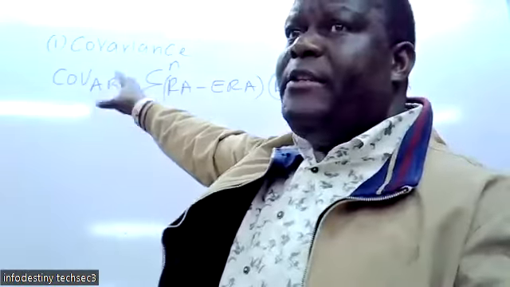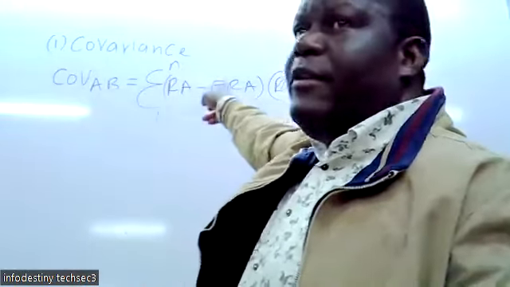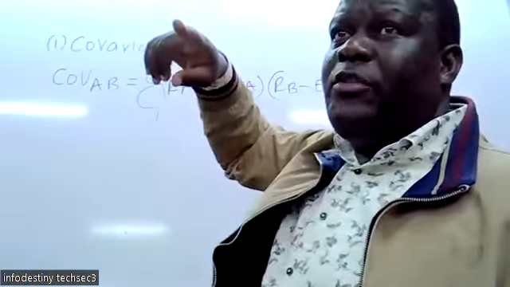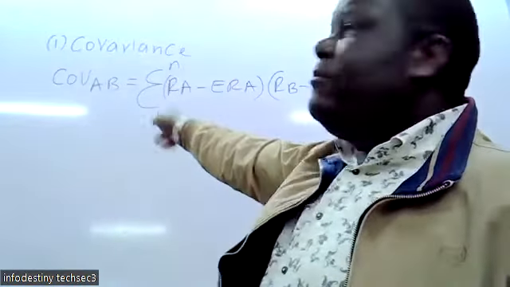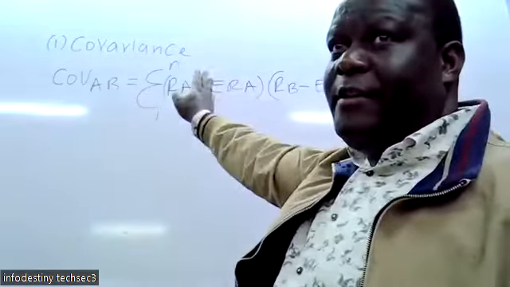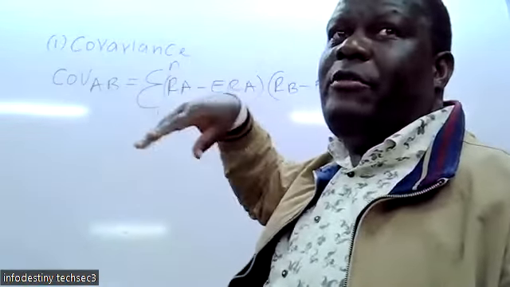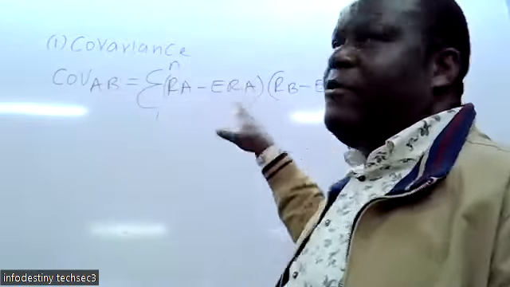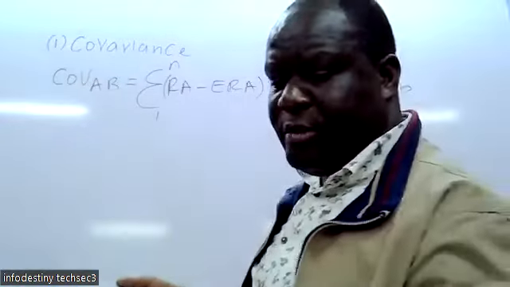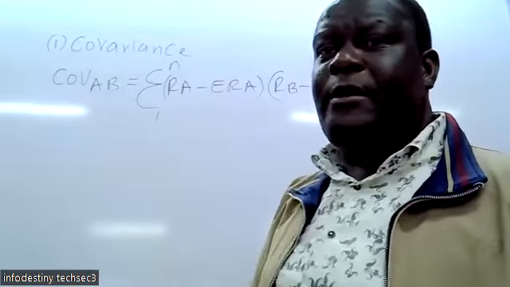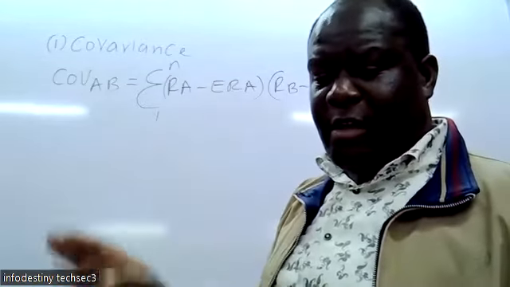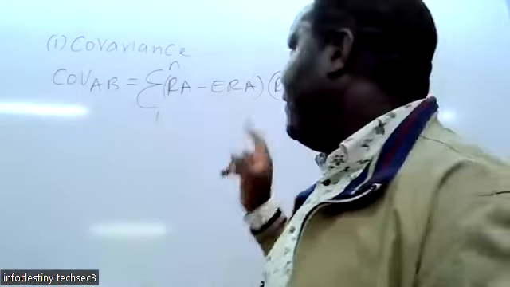When you will be listing them, we have started with covariance. The next one will be the correlation coefficient. But before you calculate the correlation coefficient, you must first get the covariance. So I want us to start with Roman letter 1 of the question. We calculate expected return, then we shall also calculate the covariance.